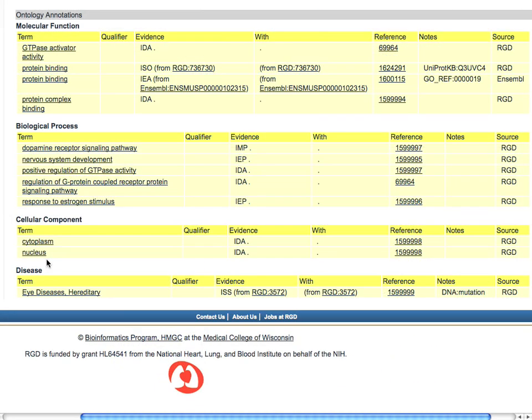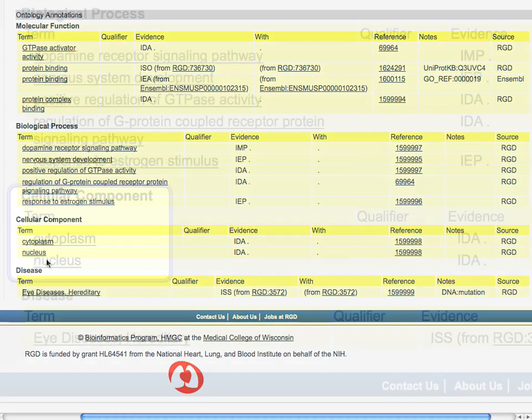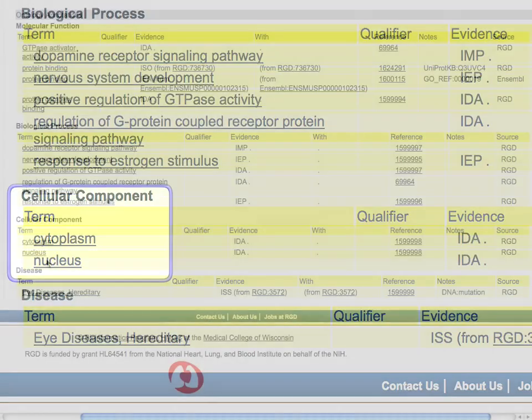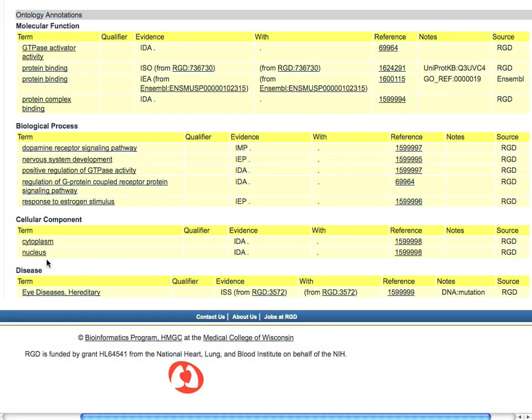As you can see here, that's exactly what was done. This is the list of gene ontology terms which RGD has associated with the rat gene RGS9, and you can see that it includes both terms. Looking more closely at these annotations, you can see that there are some letters under the heading Evidence. We'll talk about those in a minute.